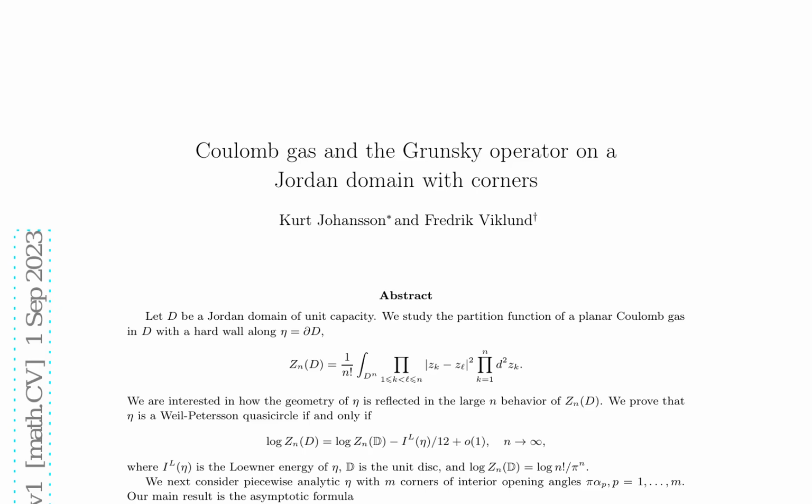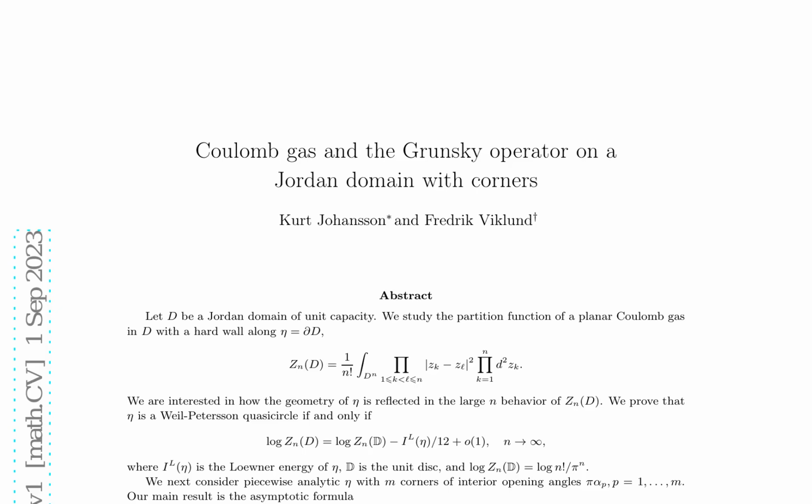The Fekete-Pommerenke energy is a pivotal concept in the study of quasicircles. A key lemma states that a Jordan curve η is a Weil-Petersson quasicircle if and only if the energy of η is finite. This lemma's proof involves conformal maps and the Grunsky operator.